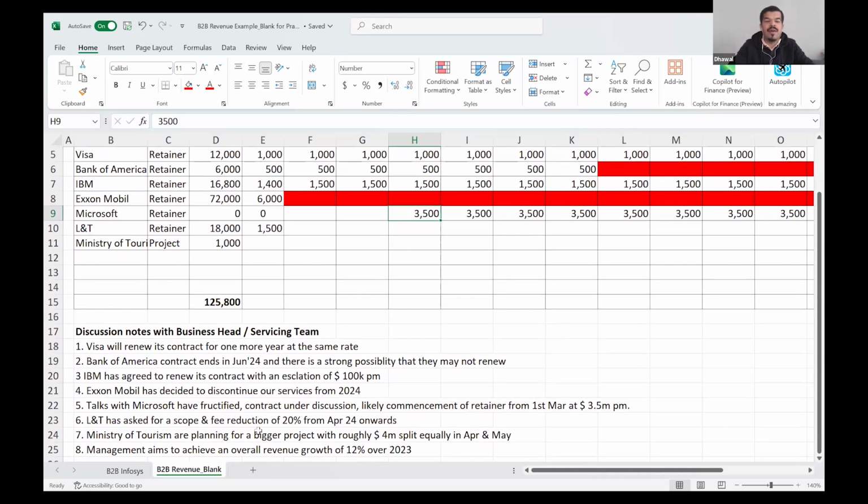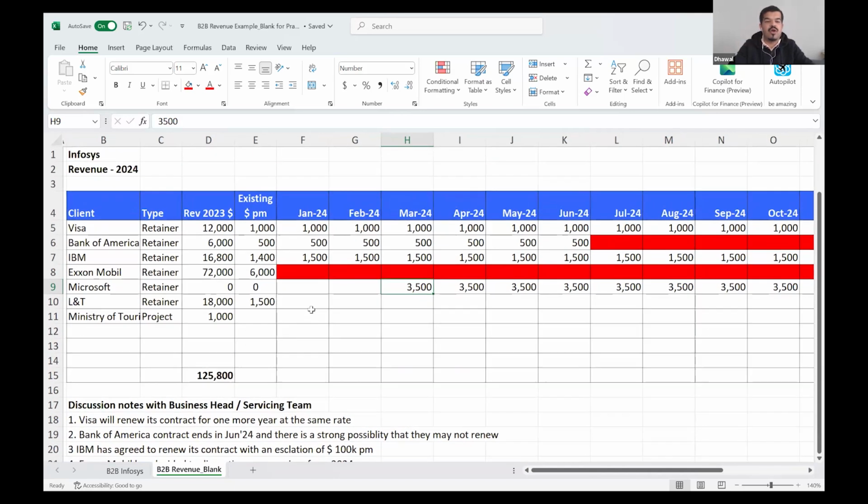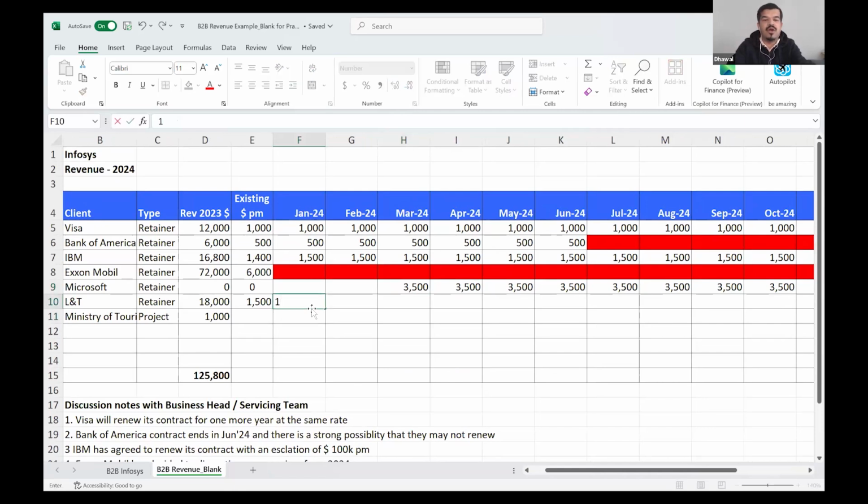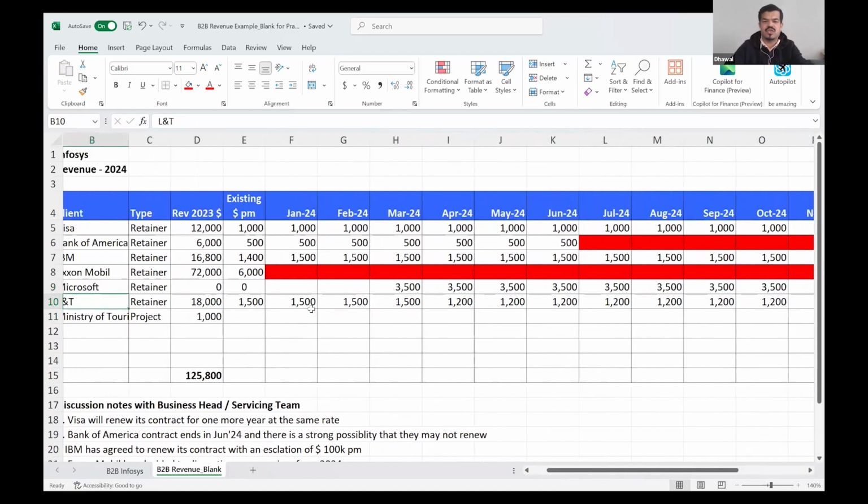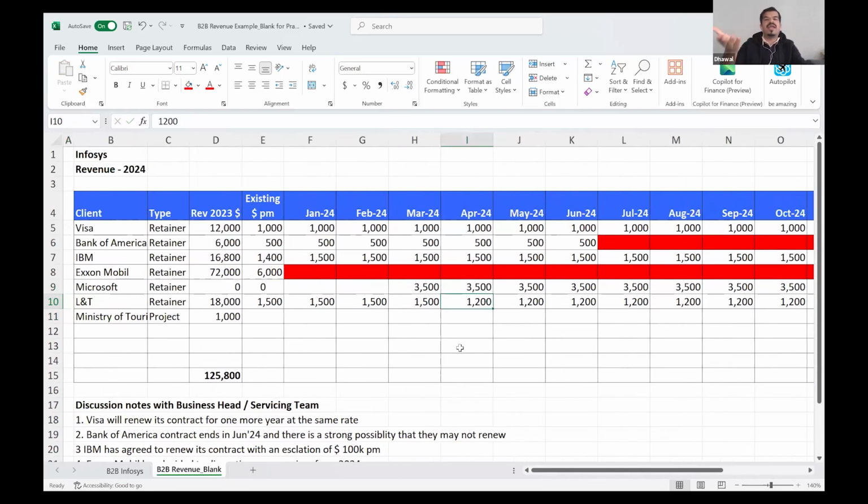L&T has asked for a scope and fee reduction of 20% from April 24 onwards. So L&T is paying us $1.5 million per month. And from April onwards, there'll be a scope and fee reduction of 20%. So it will be down by $300,000 and it will continue till further notice. So the scope must have reduced. That's why we are deploying fewer people on this client. That's why the fee has reduced, right? Maybe some projects have come to an end and they don't need any more maintenance or any more iterations in the project.